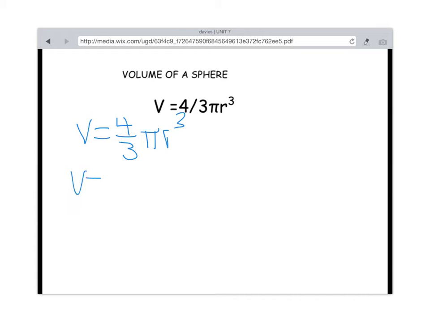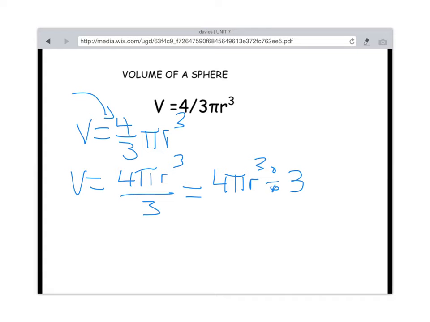Another way to write this, if you don't like the 4/3, would be to write it as 4 times pi times r cubed, all divided by 3. So they all mean the same thing, they're just a different way of writing it. Don't forget also that you can use your fractions button on your calculator, the ABC button, to put in the 4/3 into your formula, and that we're always going to approximate pi as 3.14.